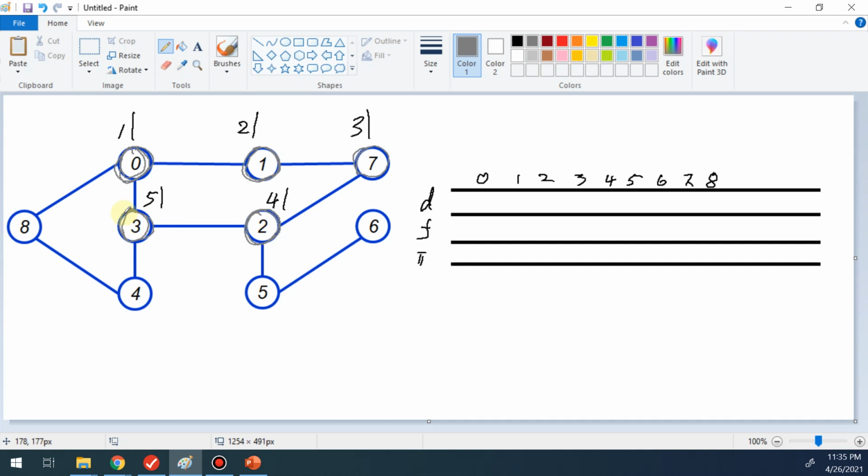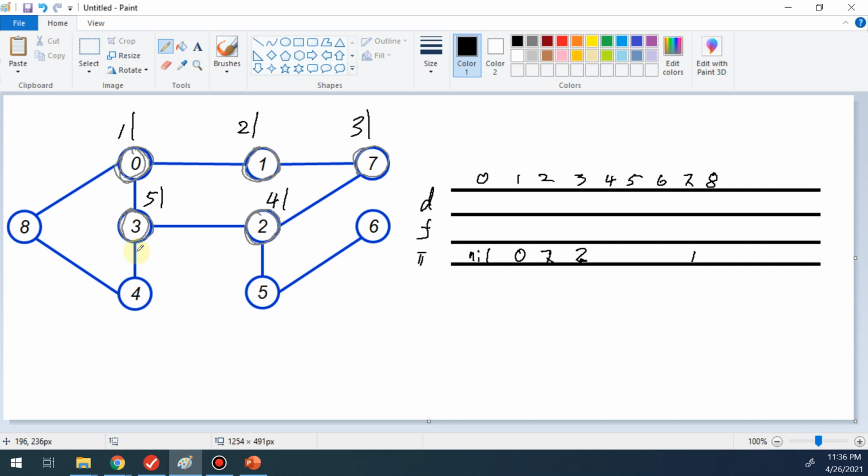We have gone quite far, so let's fill in the parents first. For 0, the parent will be nil, that's for sure. Sorry, for 1 the parent is 0. For 7 the parent is 1. For 2 the parent is 7. And for 3 the parent is 2. I have filled in all the parents for the nodes we have already touched.